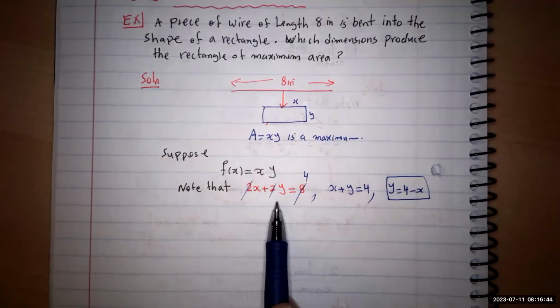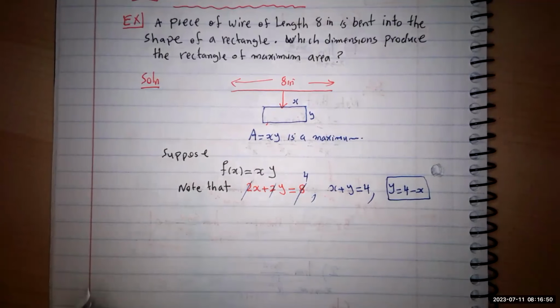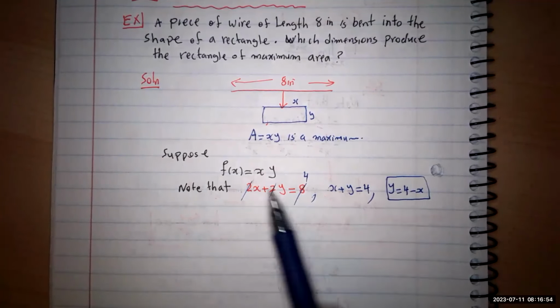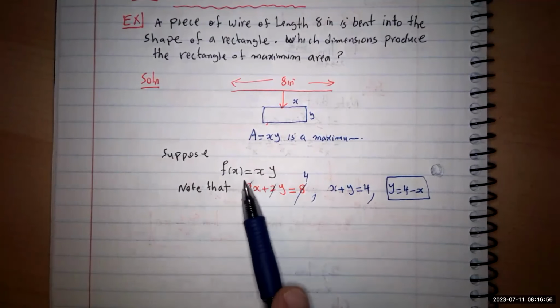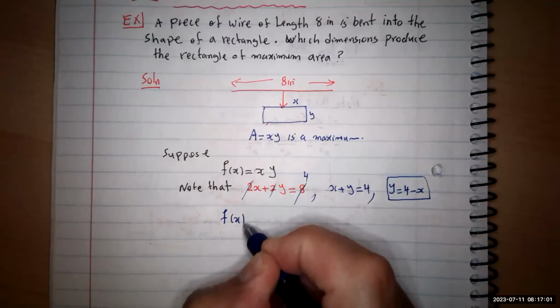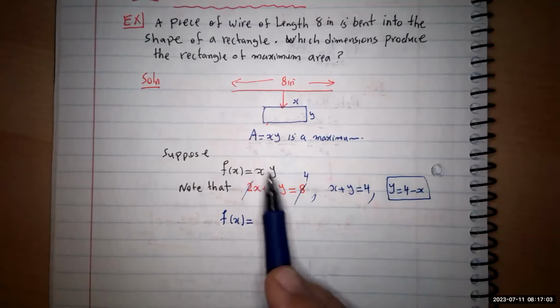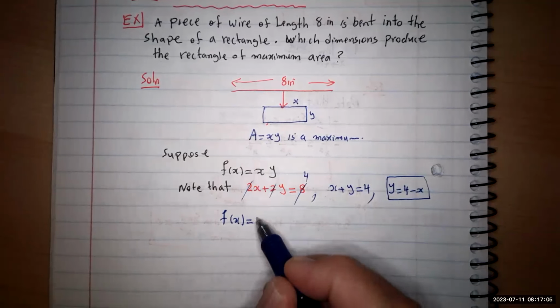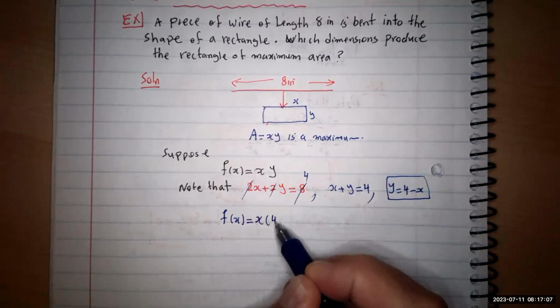If you are in calculus 3, you can do the 2 variables. But in calculus 1, your function is a function of 1 variable. That's why you have to find the Y. So go back and substitute the Y here, then you have a function. Now your f of X is X times Y, so it's going to be X times (4 minus X).